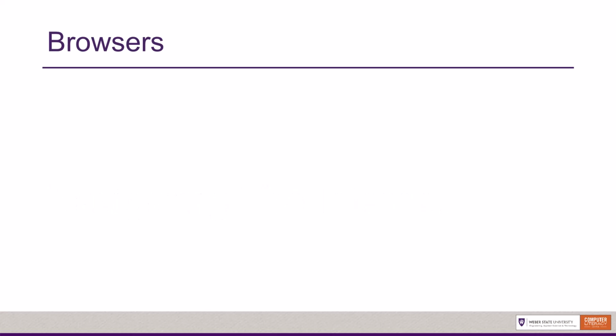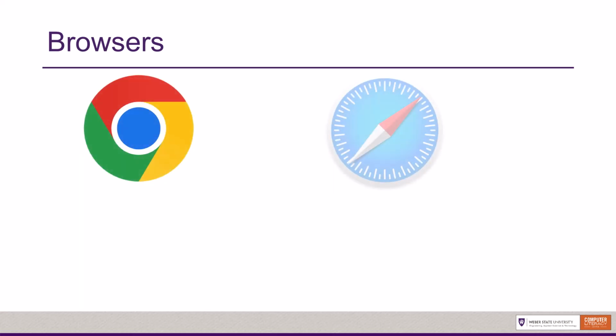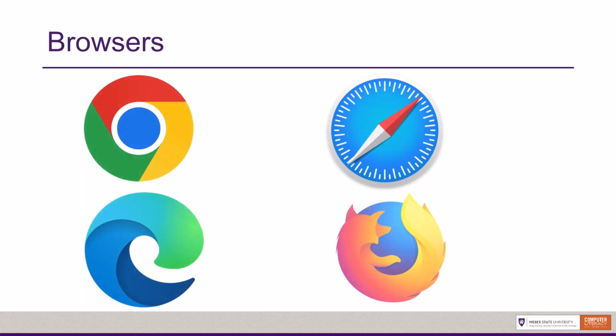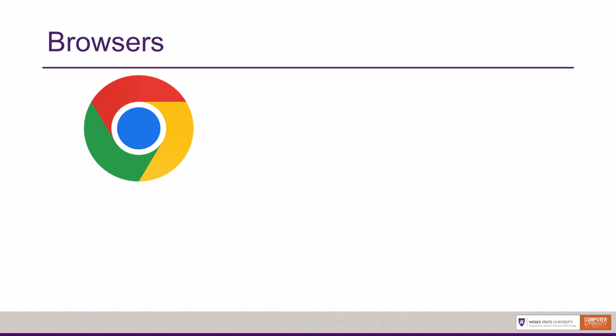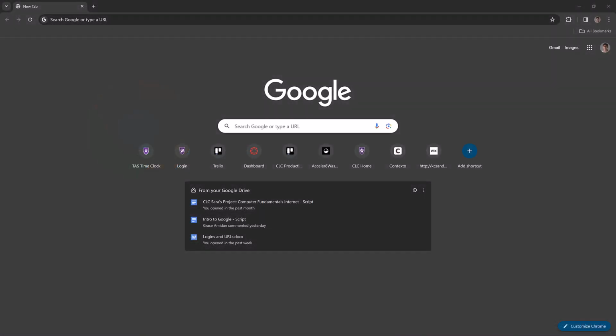Browsers allow us to access, navigate, and browse the internet. A few of the most popular browsers are Google Chrome, Safari, Microsoft Edge, and Firefox. I will use Google Chrome in this video, but remember, most browsers have these core features. Start by opening up Google Chrome.